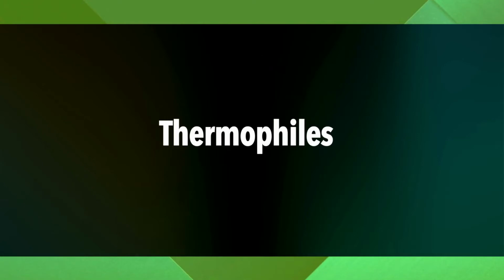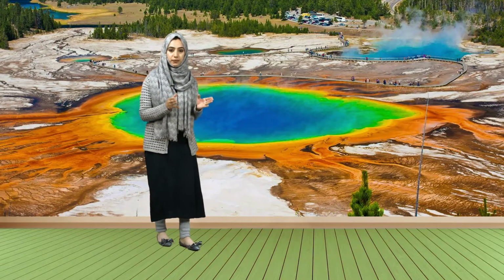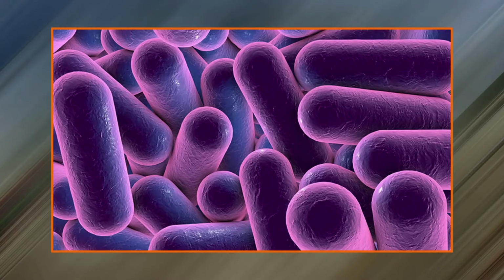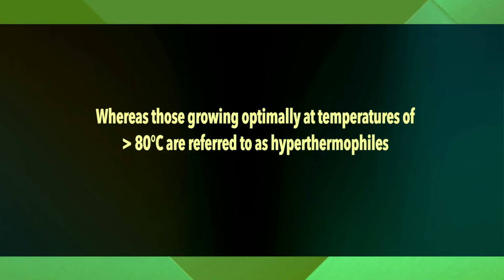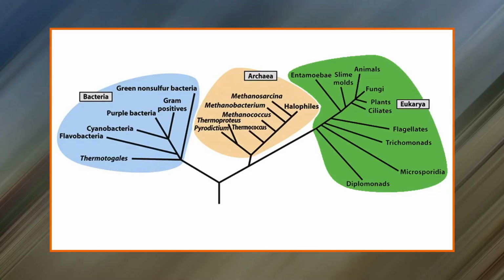To begin with, the first part of today's lecture, that is, to give a general idea about thermophiles. Thermophiles are organisms that live at relatively high temperatures of at least 60 degrees. Generally, microorganisms with an optimal growth temperature between 60 and 80 degrees are designated as thermophiles, whereas those growing optimally at temperatures of more than 80 degrees are referred to as hyperthermophiles, which are found in the three domains of life, that is archaea, bacteria and eukarya. But the majority are archaea and bacteria.